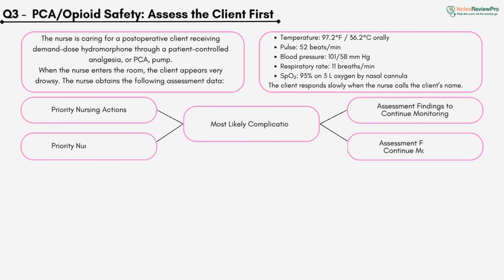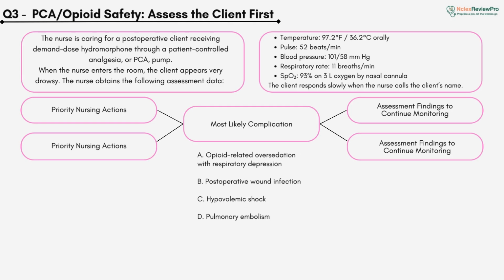The question is asking you to complete the bow tie by selecting 3 things. First, 1 most likely complication. Second, 2 priority nursing actions. And third, 2 assessment findings the nurse should continue to monitor. For the most likely complication, the options are: Option A, opioid-related oversedation with respiratory depression. Option B, post-operative wound infection. Option C, hypovolemic shock. Option D, pulmonary embolism.